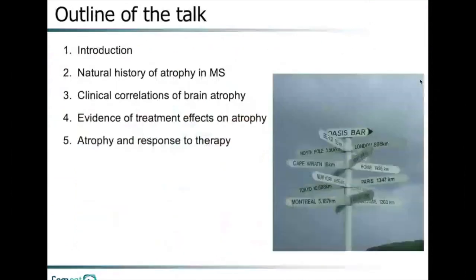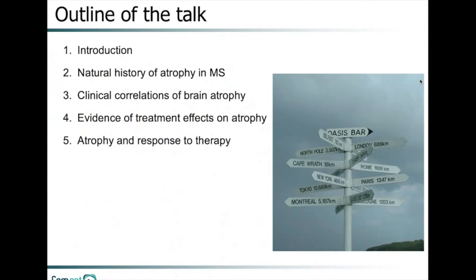So this is the outline of my talk. First introduction, then the natural history, then clinical correlations, evidence of treatment effects on atrophy, and finally, the relationship between atrophy and response to therapy, and whether we can implement these in clinical practice or not based on the evidence that we have, save all the impediments that have been very nicely discussed by Professor Rovira.